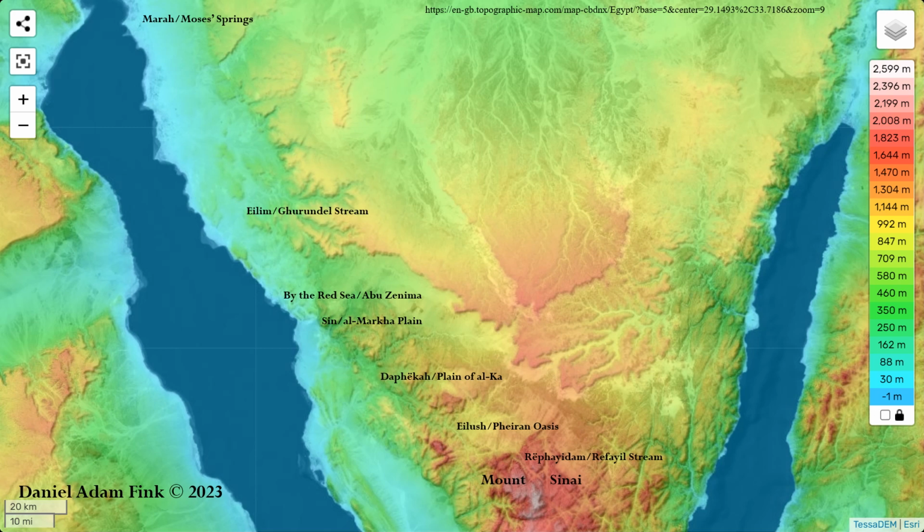Top left, Marah, where the water is brackish and bitter. Across a long distance, next down to Elim, where the Wadi Gharandel stream crosses the road and the water is sweet and good. Beyond the Red Sea to Sin, Be'er Marcha, the well of Marcha, and then to Dafka, source of the copper which would fuel the Bronze Age, to the next water source, the great Faran Oasis, which is still the great oasis of that region today.